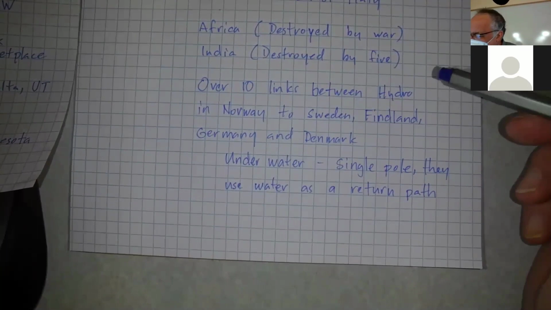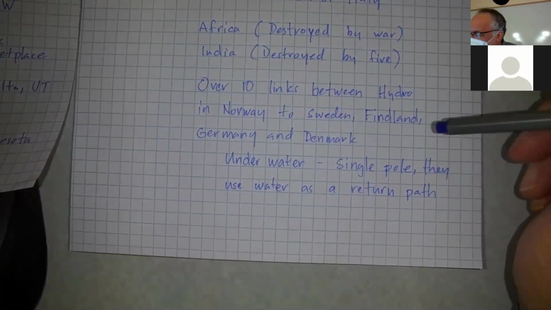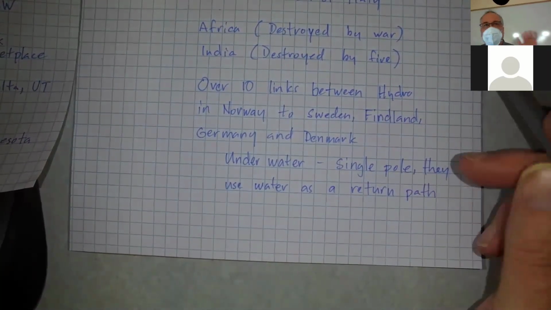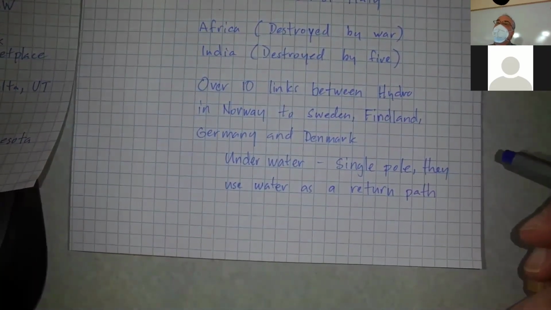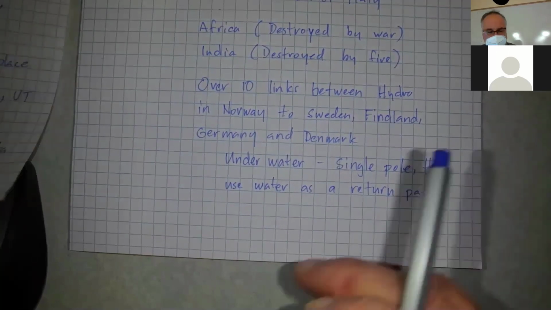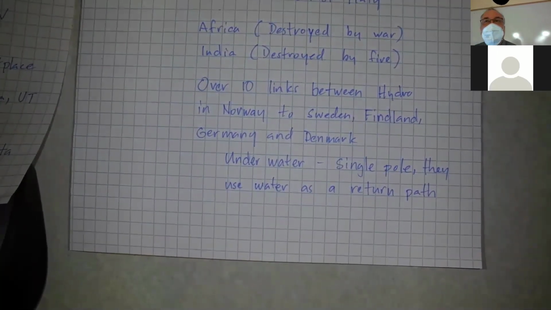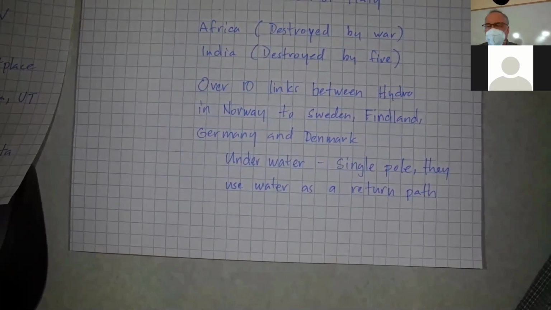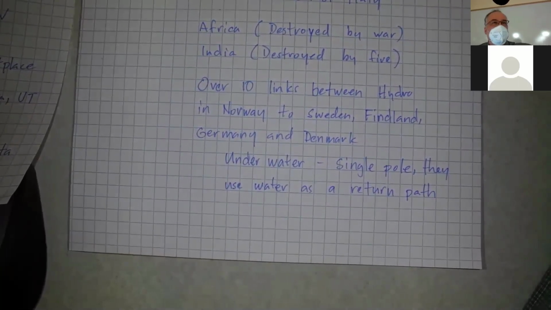We've got over 10 links now between Norway, Sweden, Finland, Germany. The interesting thing about that is that they just put one wire and then they're using the sea as a return path. Okay. So the high voltage DC in Los Angeles, we did the same thing, but the environmentalists didn't like that. We actually ran a line out to Malibu, and then like 19 miles offshore or 10 miles offshore, whatever it is, we had a huge wire cage.